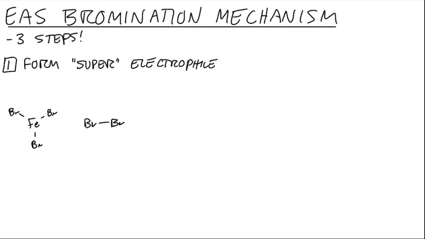It's 3 easy steps, I mean, easy for me to say, but I don't think they're too bad. Once you practice these 3 steps, you'll be able to do any of our EAS reactions, no problem. The first step is actually probably the hardest because this first step is different for each EAS reaction that you're going to learn. So what we have to do in the very first step is form a super electrophile. So why does it have to be super?